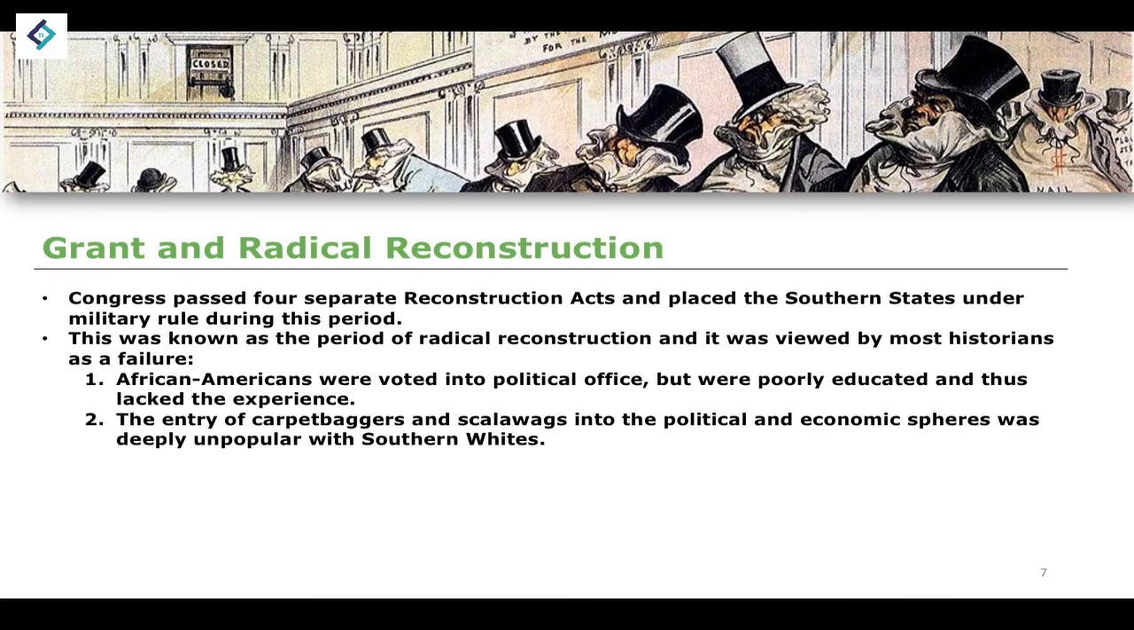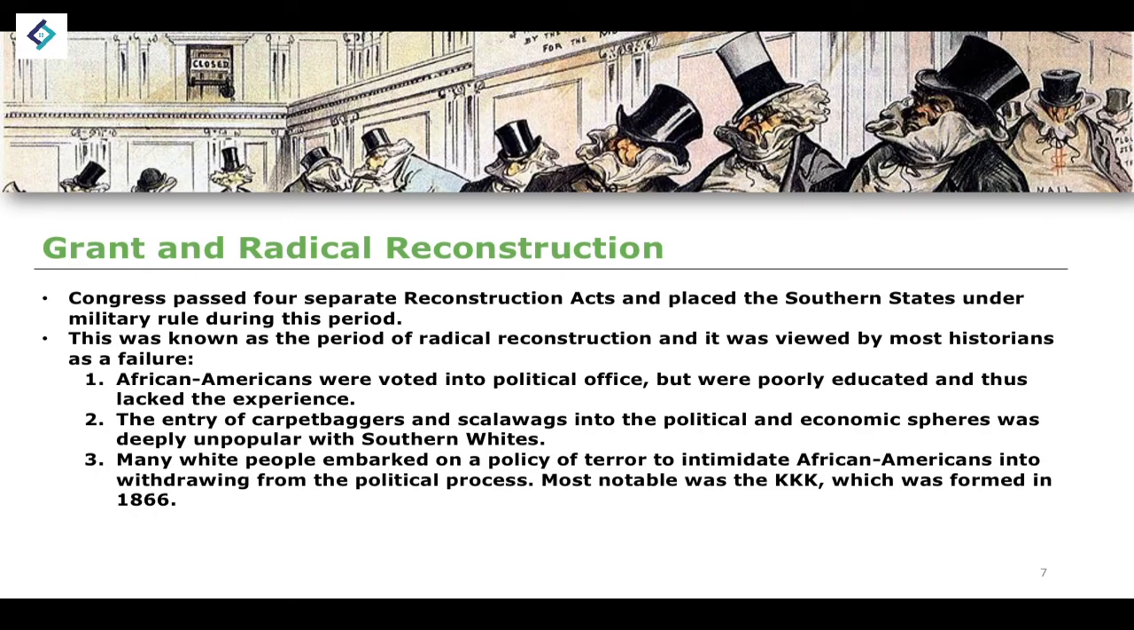We have the entry of what are known as carpetbaggers and scalawags into political and economic spheres. This was also a deeply unpopular issue with Southern whites. Many white people embarked on a policy of terror to intimidate African Americans into withdrawing from the political process. Don't forget, there are Southern whites who are still deeply racist and still believe that slavery was a good thing to this day. So imagine the Southern whites immediately after the Civil War, the humiliation of the loss of the war, and now having to endure African Americans having rights, no longer being slaves, and now being allowed to hold political office. This obviously was very unpopular among Southern whites, and so many did embark on terror and intimidation tactics against African Americans, ensuring that they withdrew from the political process.